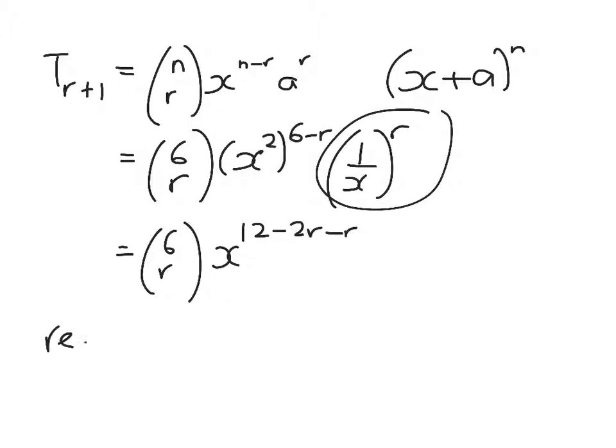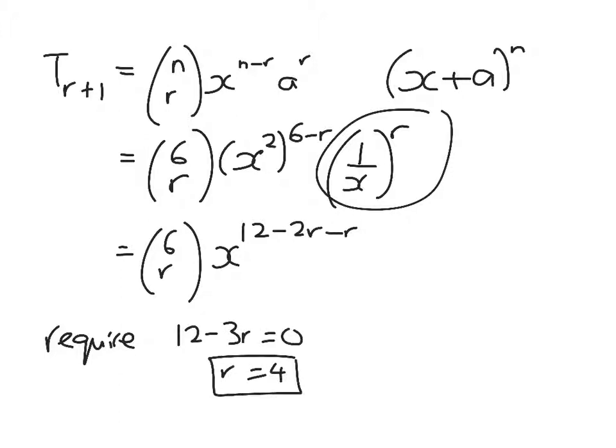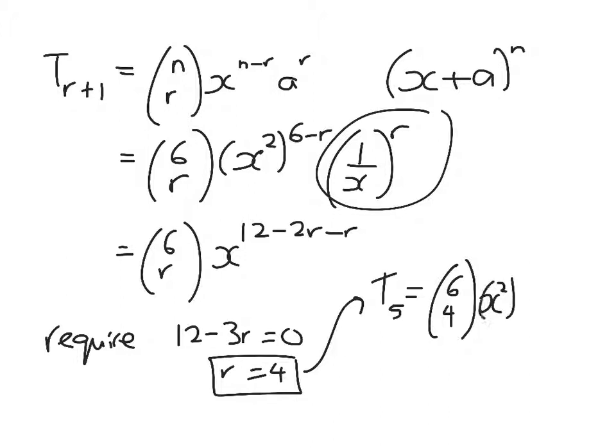We require 12 minus 3r to equal 0, so r equals 4. Which means that the fifth term in the sequence is going to give me 6 choose 4, and then it will be x squared to the power of 2, 1 over x to the power of 4, which is what we found the long way. Right, and so we get 15 again.